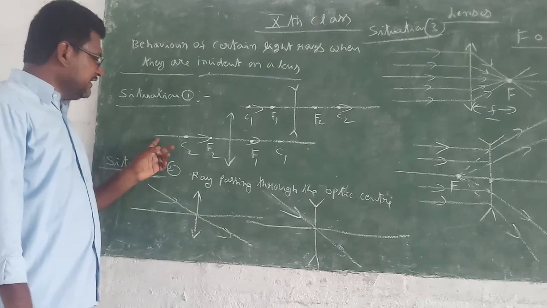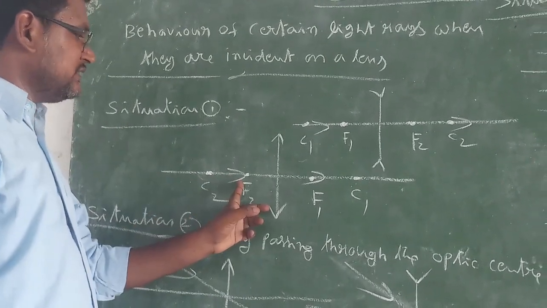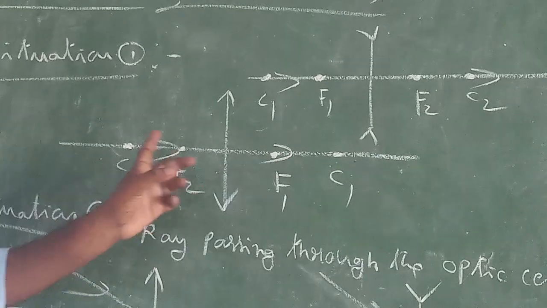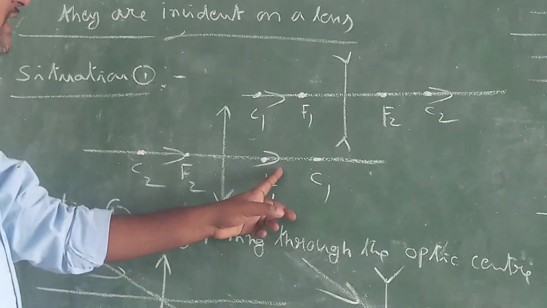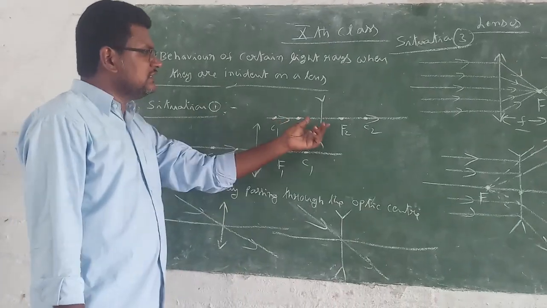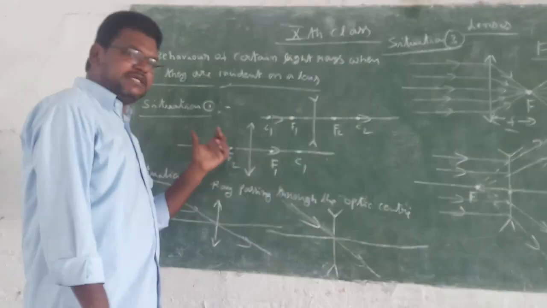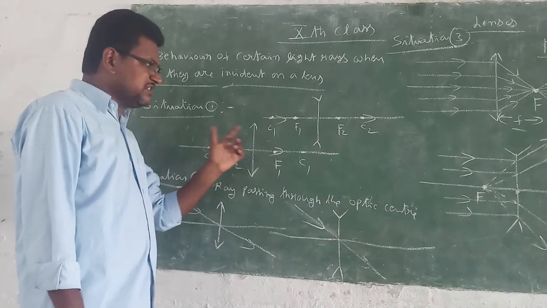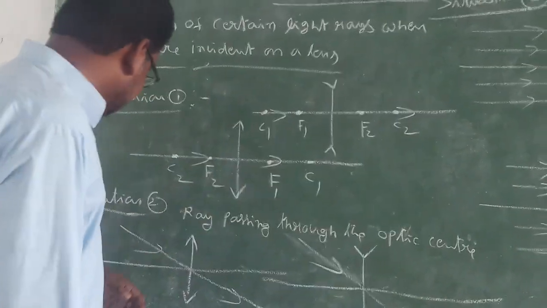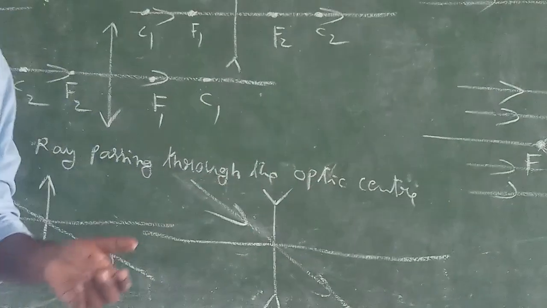See here, the light ray is incident coinciding with the principal axis, and this is the refracted light ray. There is no deviation; the direction of the incident light ray and the refracted light ray are the same. This is in the case of a convex lens, and this is in the case of a concave lens. In both lenses, if the light is incident coinciding with the principal axis, it refracts along the same path without any deviation. Now let's see situation 2, a ray passing through the optic center.